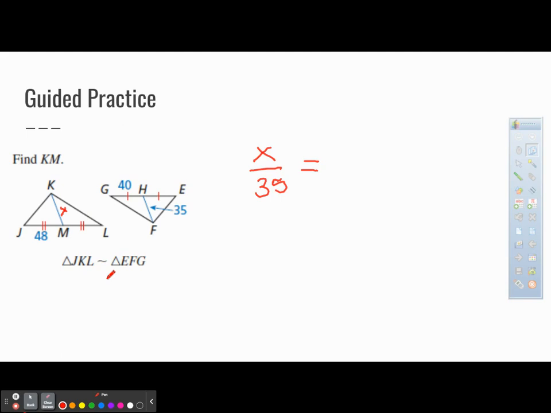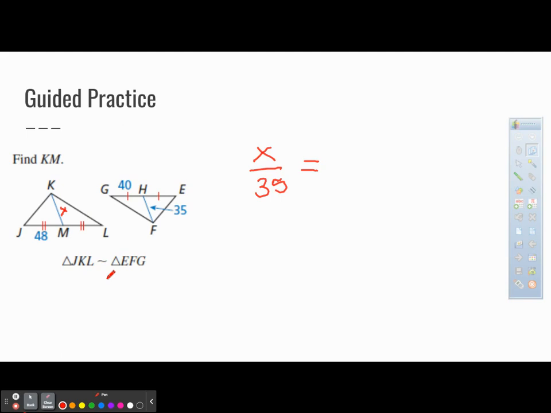Either one works. Because 48 over 40, I'll show you, if I divide those by 4, that would be 12 over 10. That would be 6 over 5. And if I did 96 over 80, let me divide them both by 2. 96 divided by 2, is it 48?